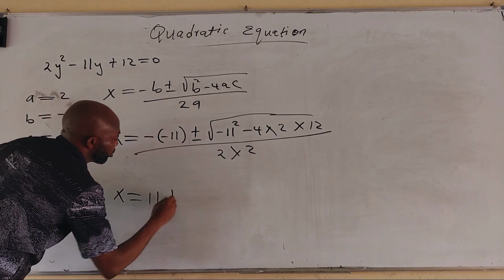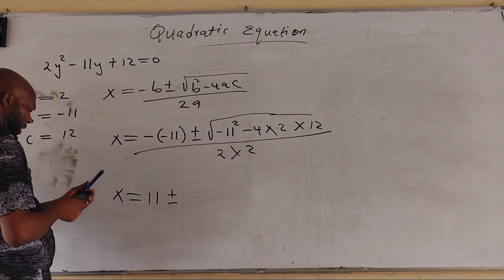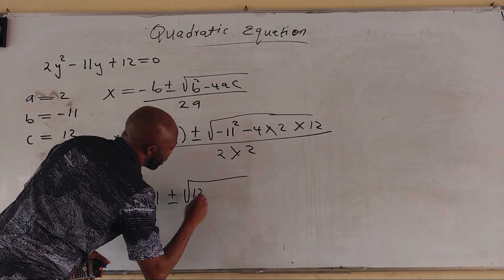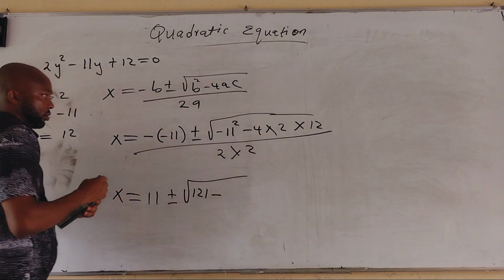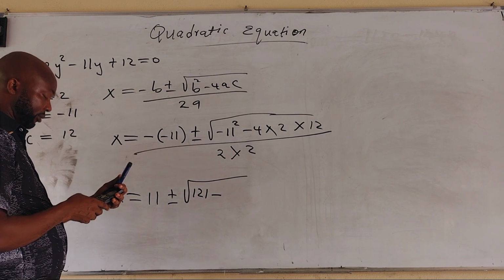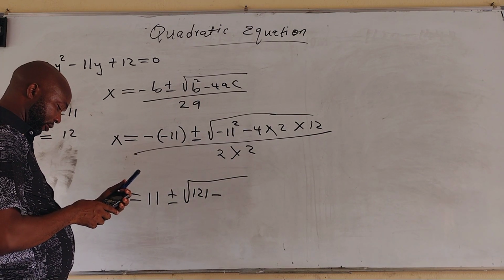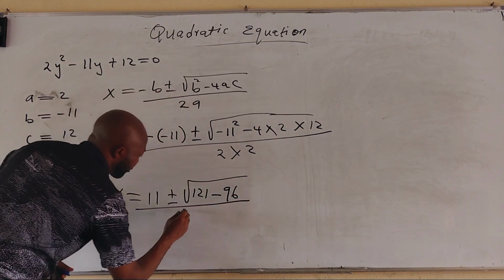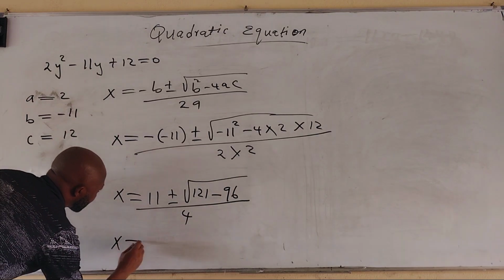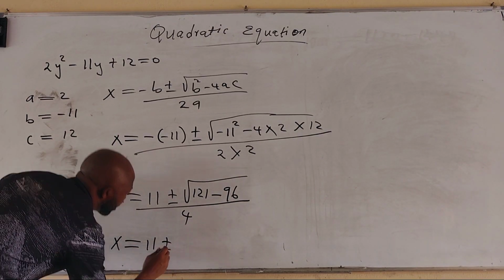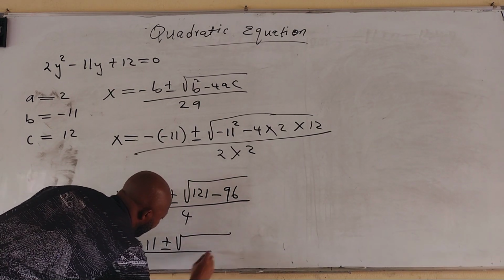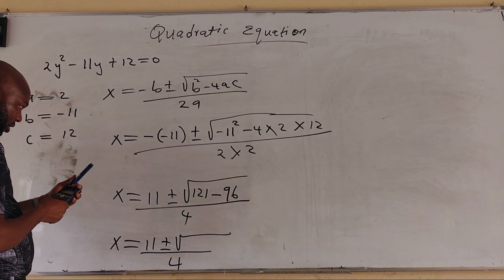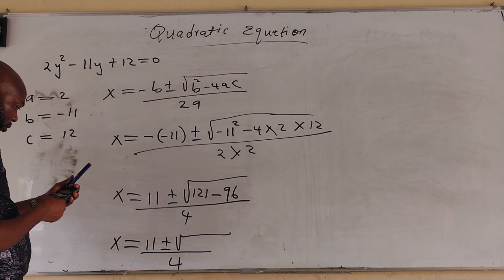X is equal to 11 plus or minus the root of 11 squared, which is 121, minus 4 times 2 times 12, which is 96, all over 4. X is equal to 11 plus or minus the root of 121 minus 96, which is equal to 25.